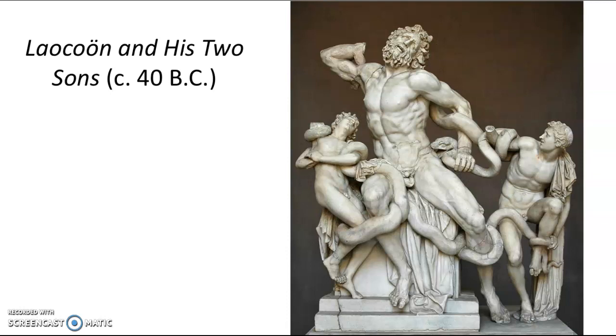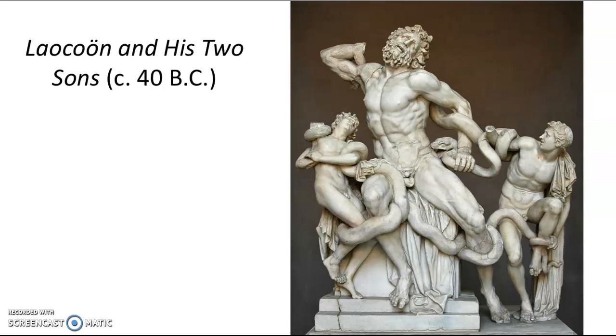Lastly, we have yet another Roman copy of a Hellenistic statue. This one is called Laocoon and His Two Sons. It depicts the mythical tale from the Greek epic cycle of the Trojan War. It is believed that Sophocles once wrote a play about Laocoon that is now lost. It is generally agreed upon that his character was a priest, but different accounts attribute him to different gods. Stories also vary on why he was killed.